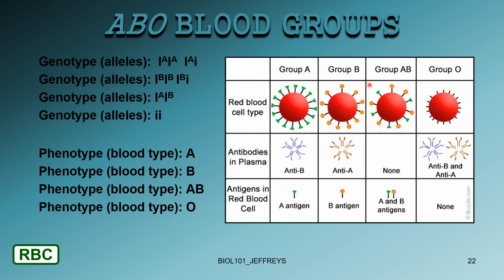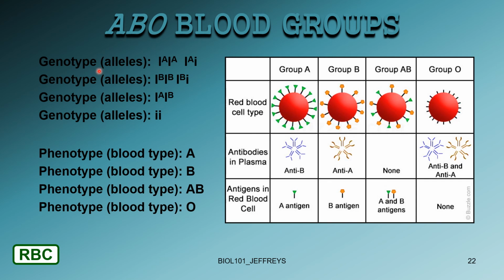If you have blood type B, then you have the B antigens, these little sugar spikes on the surface of your red blood cells. But if you have the B antigens, then you have anti-A antibodies, which means that if you have blood type B, you cannot receive blood type A in a transfusion, or you will die, because your antibodies will destroy those red blood cells.